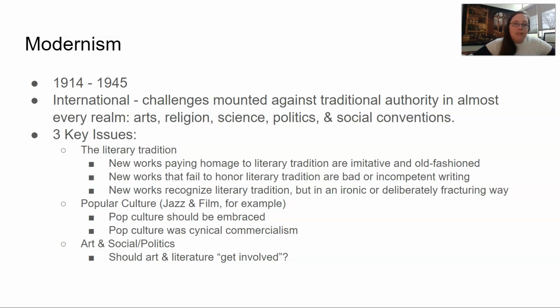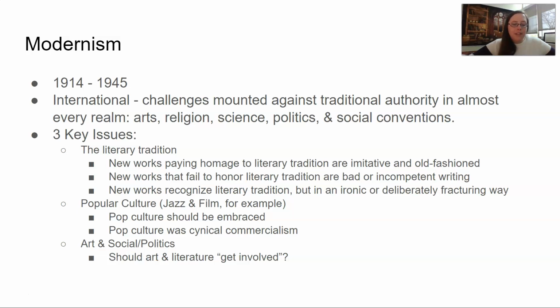Another key issue is with the idea of pop culture. Jazz and film, for example, there was a debate about pop culture. Should it be embraced? Or was it just cynical commercialism? Pop culture is lowbrow literature. Pop culture is film. Pop culture is not traditional music. It's new music, like jazz.